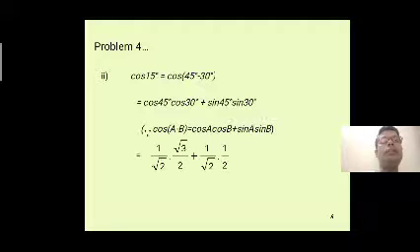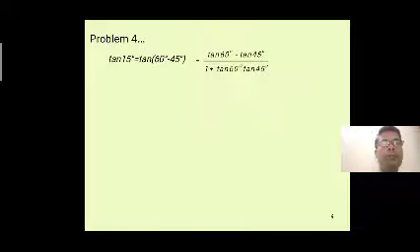Now we write cos 45 degrees is 1 by root 2, cos 30 is root 3 by 2, sin 45 is 1 by root 2, and sin 30 is 1 by 2. So we get the result root 3 plus 1 by 2 root 2. The value of cos 15 degrees is root 3 plus 1 by 2 root 2.